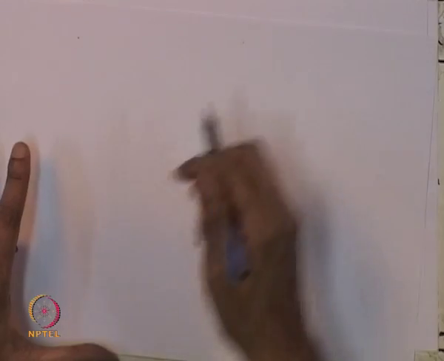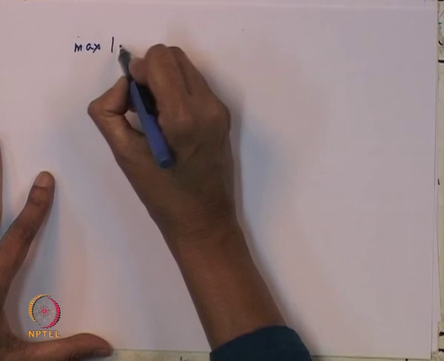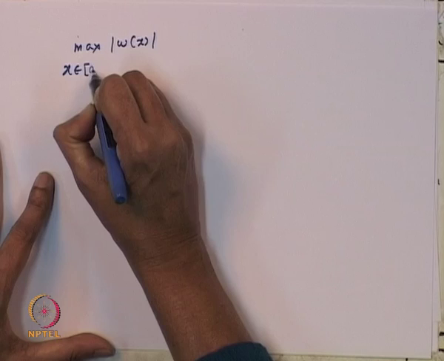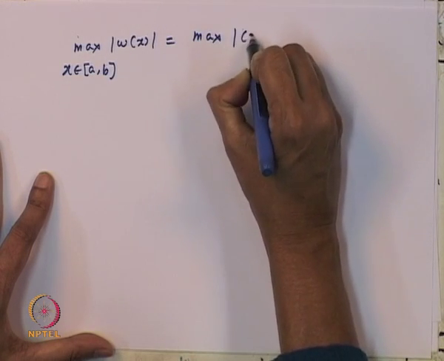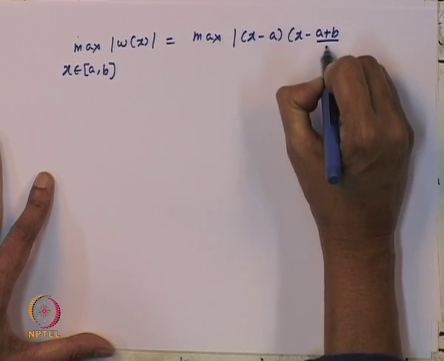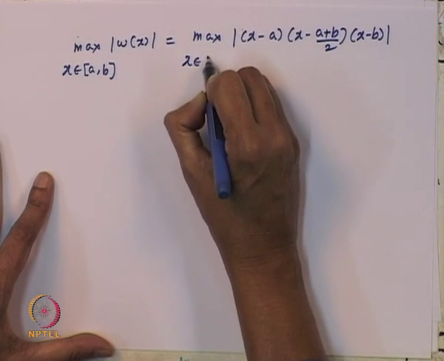So, for the sake of convenience, we will make a change of variable and then we will calculate. So, we have maximum of modulus of w(x), x belonging to [a, b], is equal to maximum of mod of (x minus a)(x minus (a+b)/2)(x minus b), x belonging to [a, b].